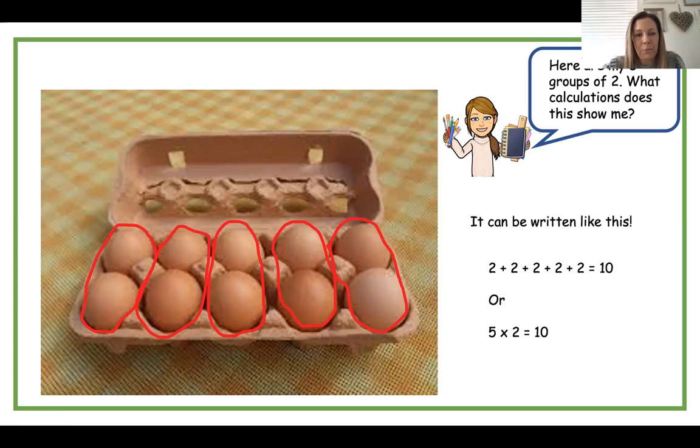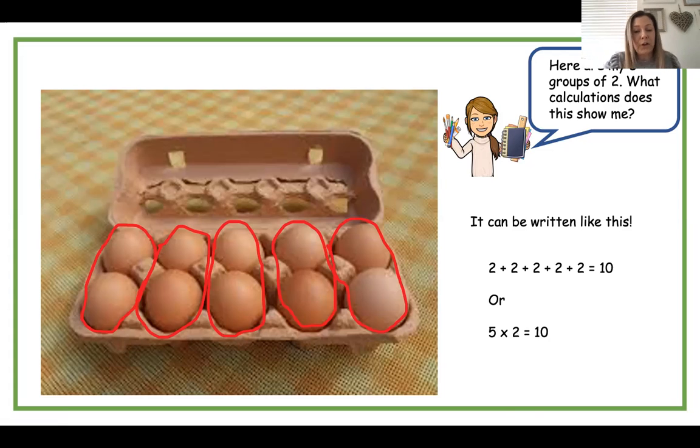But we've also been working on, we know that repeated addition number sentences can be really long and there's an easier way of doing it because we can do it as a multiplication sum. Because all multiplication is counting the same number lots of times. So here I've got 5 times 2 because there is 1, 2, 3, 4, 5 lots of 2 eggs. So 5 times 2 equals 10.